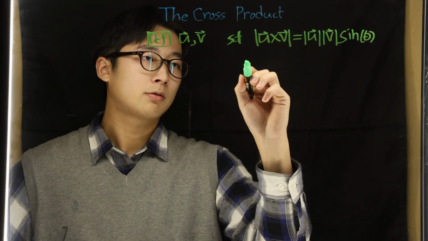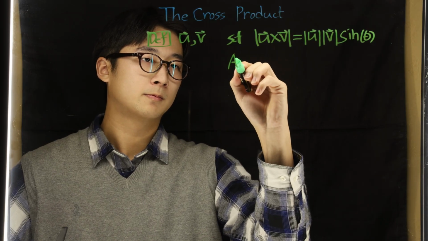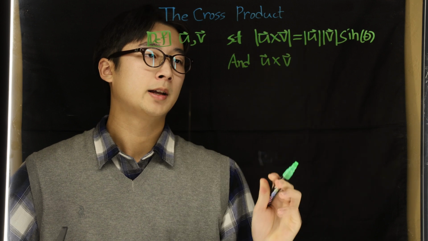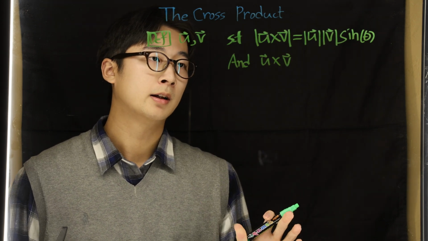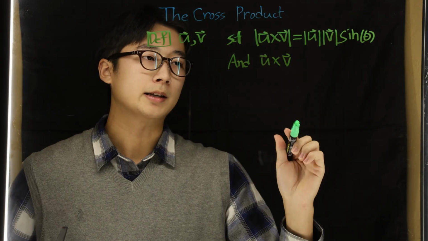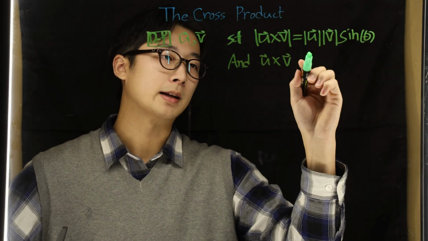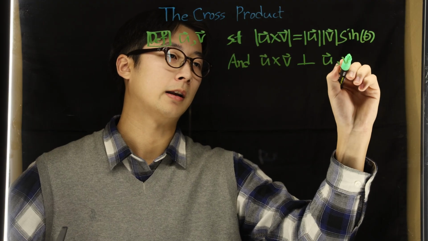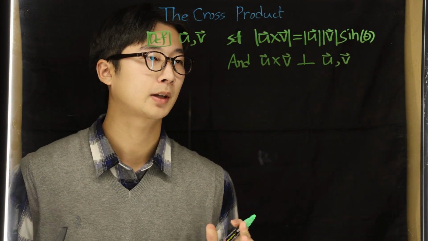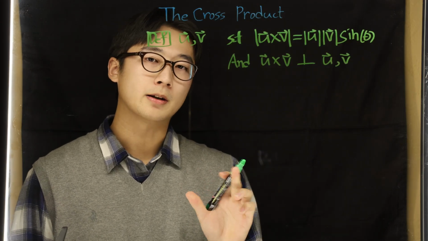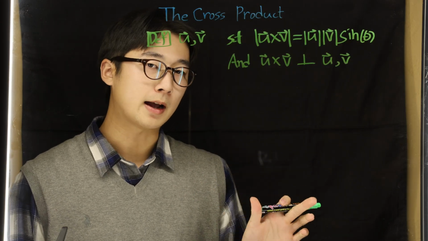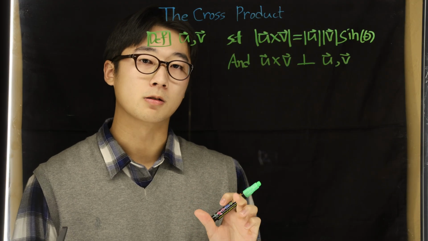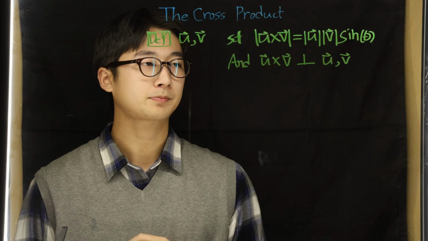And u cross v is an orthogonal vector to u and v. You can think of it as perpendicular to u and v. And the direction of the cross product, the output vector, can be determined by using the method called the right-hand rule.